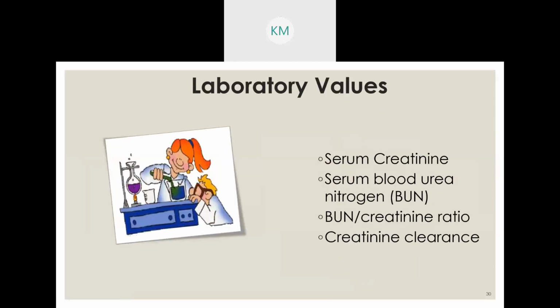Okay, lab values. Let's go over those. Serum creatinine, BUN, all this fun stuff. Because the renal system is the primary regulator of the internal environment of the body, as we talked about at the beginning, any change in function is often seen in serum and urine lab values.